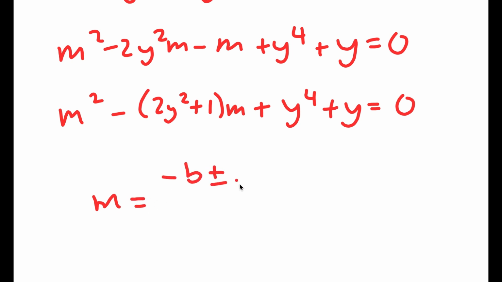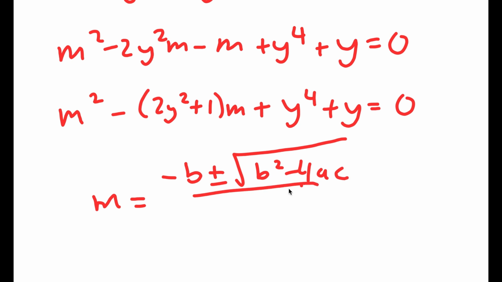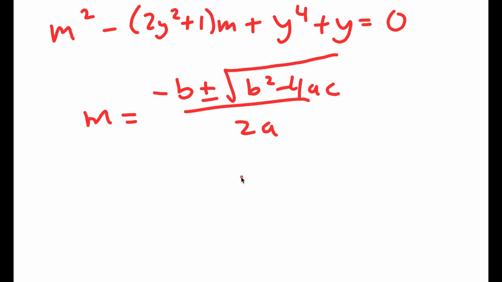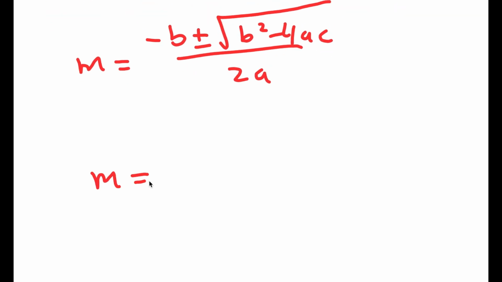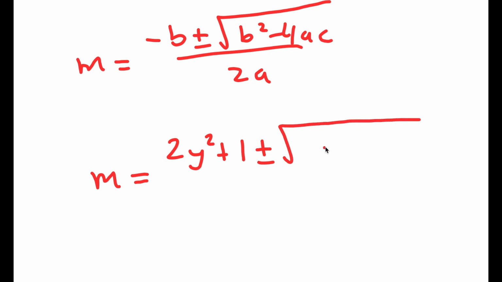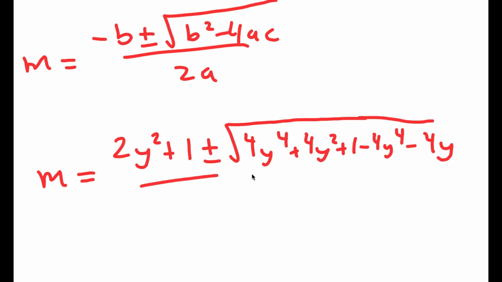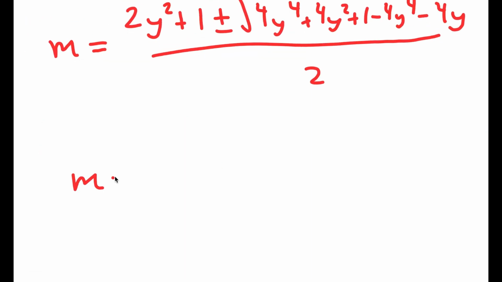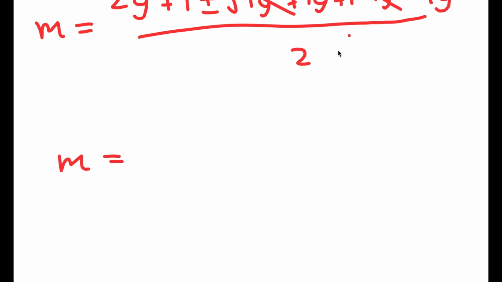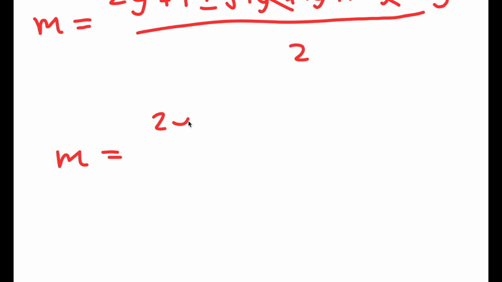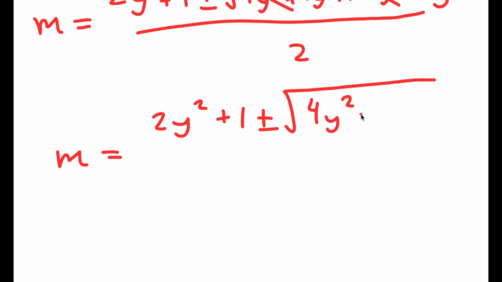And m is equal to negative b plus or minus the square root of b squared minus 4ac, all over 2a. So this turns into 2y squared plus 1 plus or minus the square root of (4y to the power of 4 plus 4y squared plus 1 minus 4y to the power of 4 minus 4y), all over 2. And these two cancel out. Now I'm left with 2y squared plus 1 plus or minus the square root of 4y squared minus 4y plus 1, all over 2.